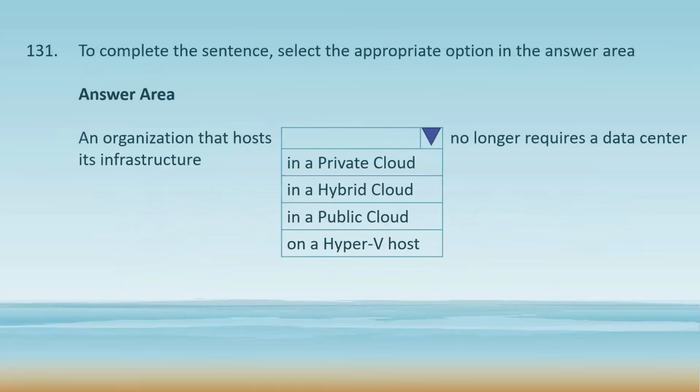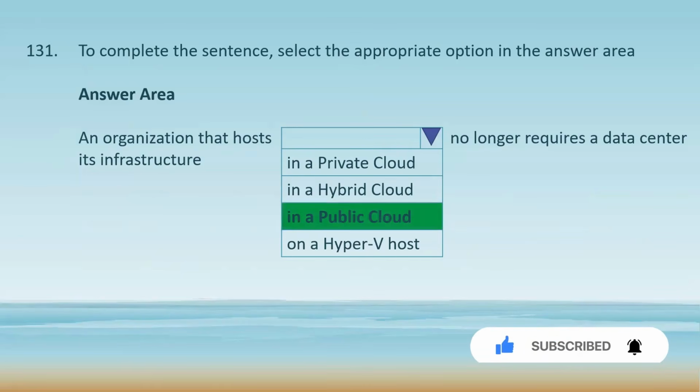Question number 131 of the series. To complete the sentence, select the appropriate option in the answer area. In the answer area, you have a statement: an organization that hosts its infrastructure, then dash, no longer requires a data center. Now you need to choose between in a private cloud, in a hybrid cloud, in a public cloud, on a Hyper-V host. So basically you need to choose a cloud hosting option in which the organization doesn't require a data center. So the correct answer in this case is public cloud.